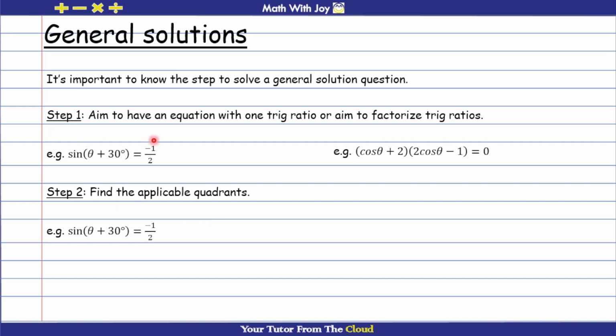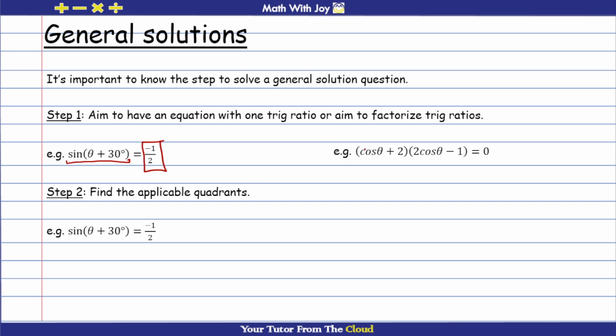So step 1 of a general solution is that you'll be given whatever you are given, and the aim is to take that information and turn it into one trig ratio equal to a number, or aim to have it factorized. For example, we have over here sine theta plus 30 degrees, that is one trig ratio, is equal to negative a half. It is equal to a number. So that's the first thing that you want.